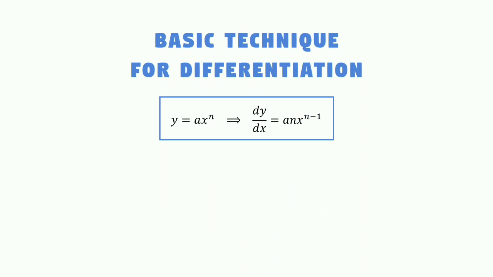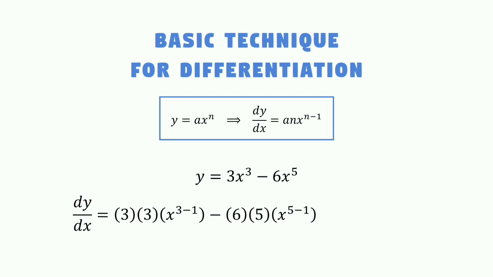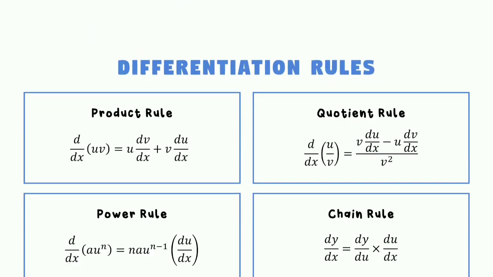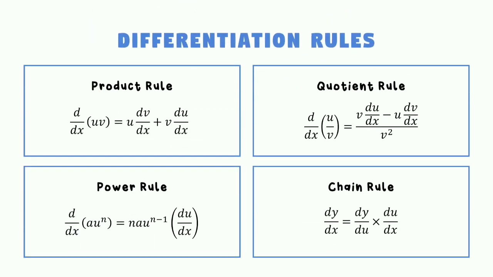Let's take a look at one last example. What is the derivative of 3x to the power of 3 minus 6x to the power of 5? All we have to do is simply apply the basic formula for each term. Then we will get that this is equal to 3 times 3x to the power of 3 minus 1, minus 5 times 6x to the power of 5 minus 1, which equals 9x to the power of 2 minus 30x to the power of 4. Also, note that there are other useful rules that can help us differentiate too, such as the following.